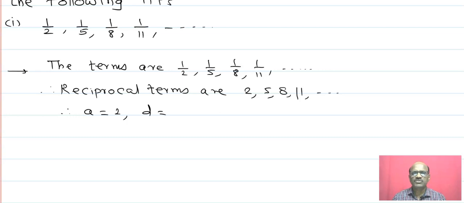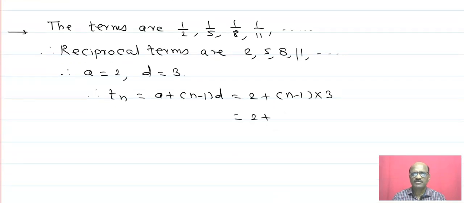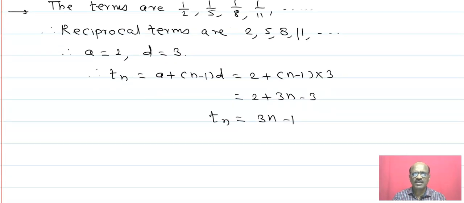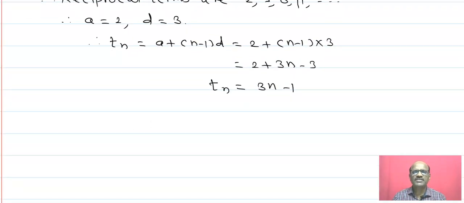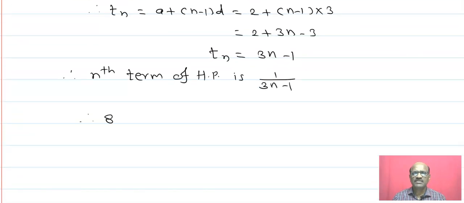Now A is equal to 2, D is equal to 5 minus 2 is 3. Therefore, Tn is equal to A plus n minus 1 into D. We can calculate the nth term by using the formula of arithmetic progression. Therefore, Tn is equal to 3n minus 1. Therefore, the nth term of HP is the reciprocal, that is 1 upon 3n minus 1.